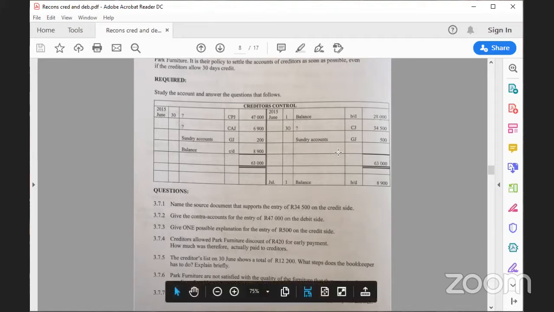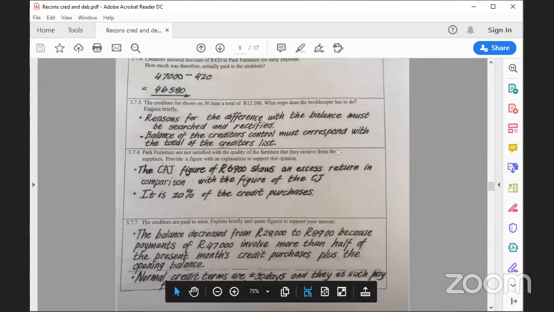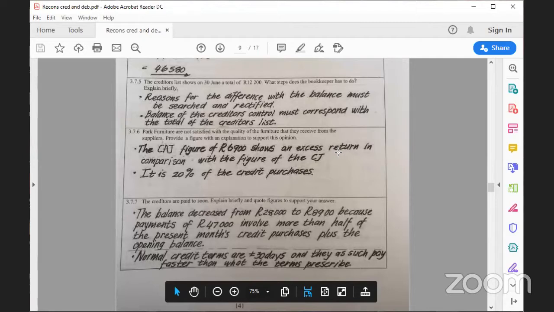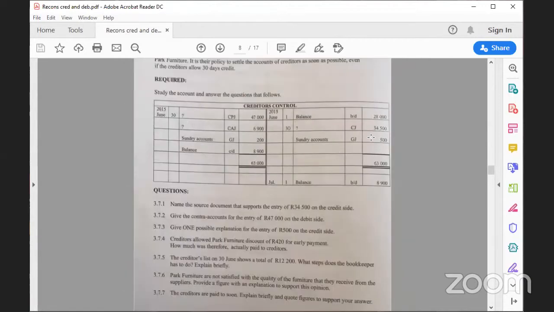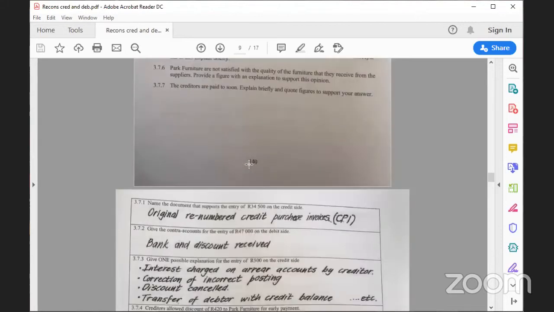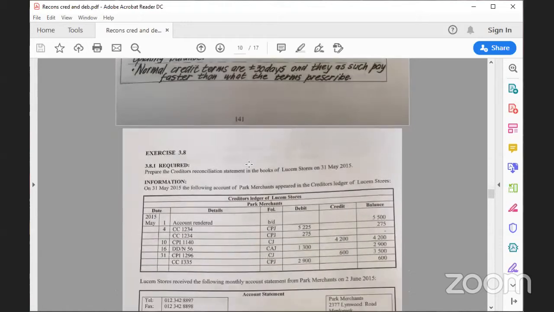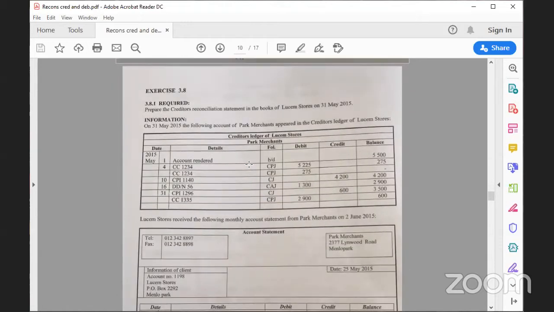Okay. The balance decreased from 28,000 Rand to 9,800 because payments of 47,000 Rand involve more than half of the present month's credit purchases plus the opening balance. So we need to make sure, that's what I said, can you see the balance significantly decreased, and therefore that is the problem. That is the problem.